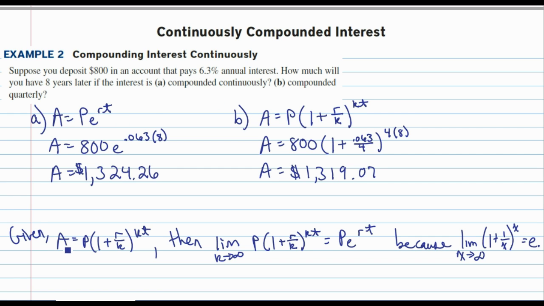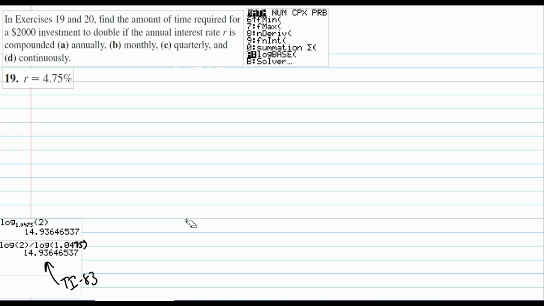Now these two formulas are actually the same. If you start out with A equals P times parentheses 1 plus r over k to the kt, so compounding monthly, daily, annually, whatever, you just change the k value. Well, what if we take k and make it approach infinity? So compounding continuously. Well, that's going to equal PE to the RT because the limit as x approaches infinity of 1 plus 1 over x to the x is e. So this inside portion right there is e, so it's PE to the RT.